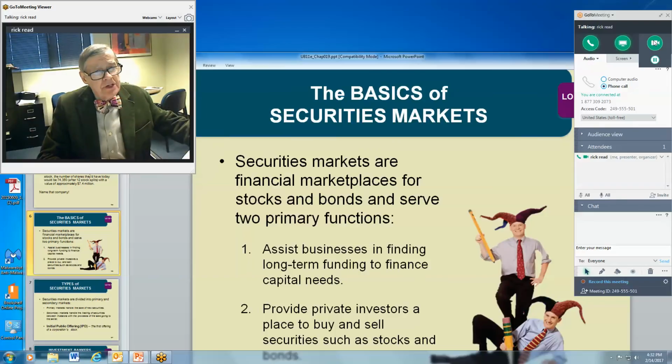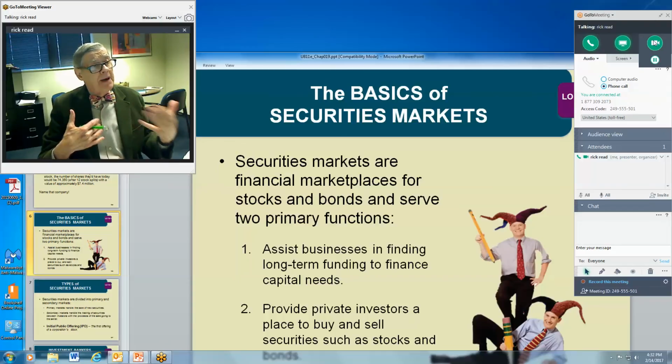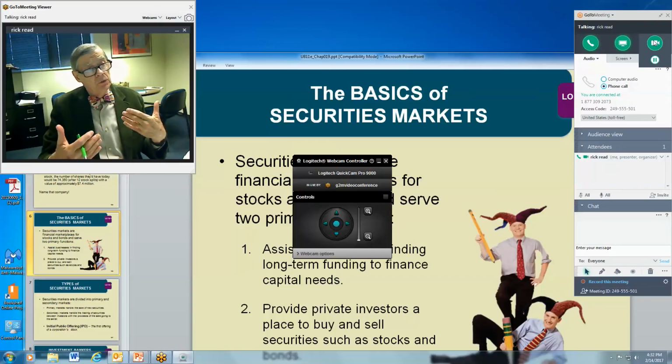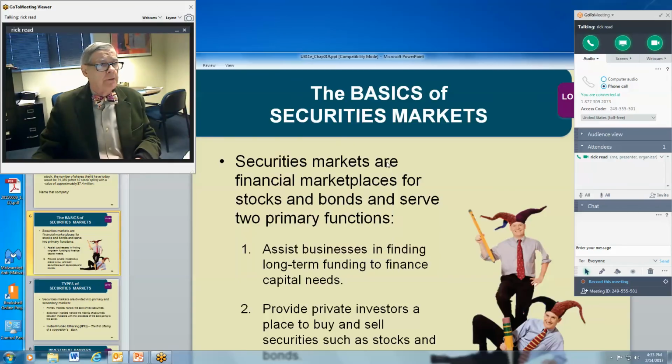So here we are in chapter 19. We're going to look here at the first slide, which talks about the basics of the securities markets. A market is a place where the buyer and seller meet to make some type of trade. And for the most part, this type of market does not exist like the market around the corner does, or like the farmer's market in your community does. This is normally, today, done via the internet.